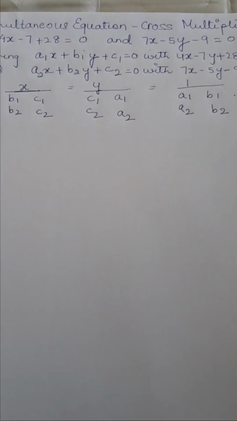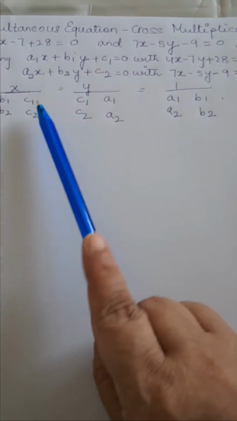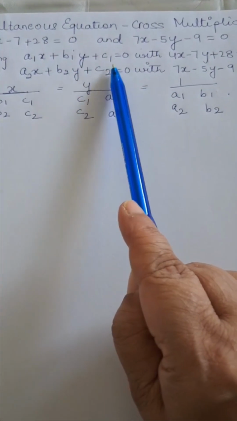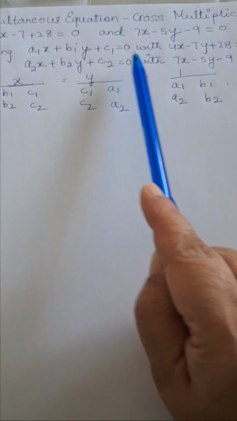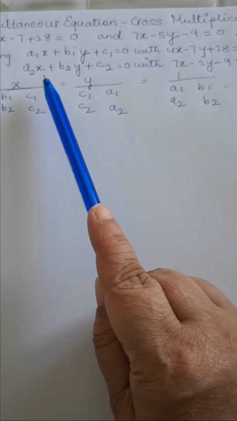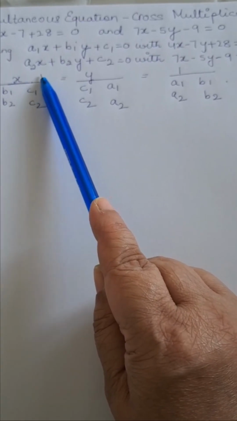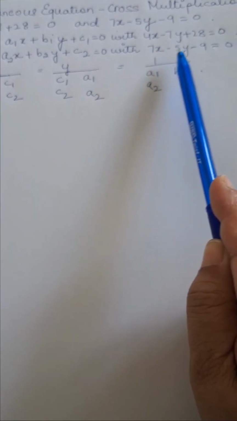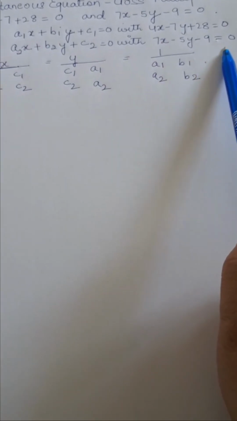Now what we will do, we'll compare these two equations in the form of a1x plus b1y plus c1 is equal to 0, which will be 4x minus 7y plus 28. And the second one we compare with a2x plus b2y plus c2 is equal to 0, which will be 7x minus 5y minus 9 is equal to 0.